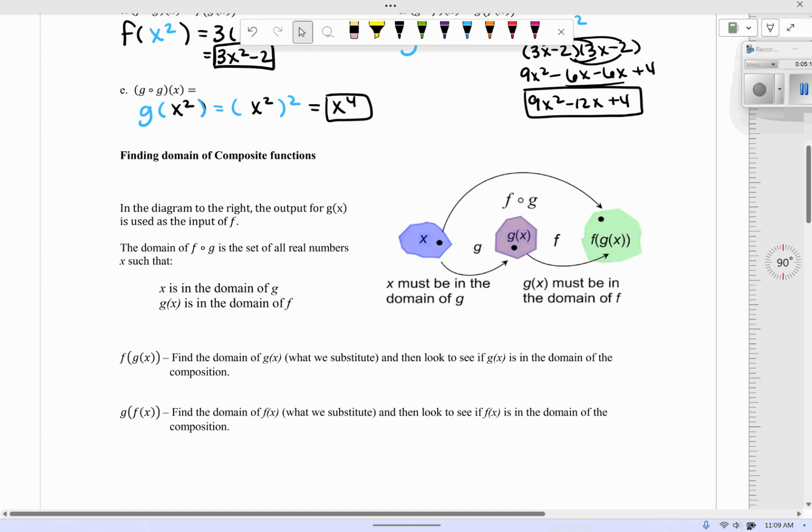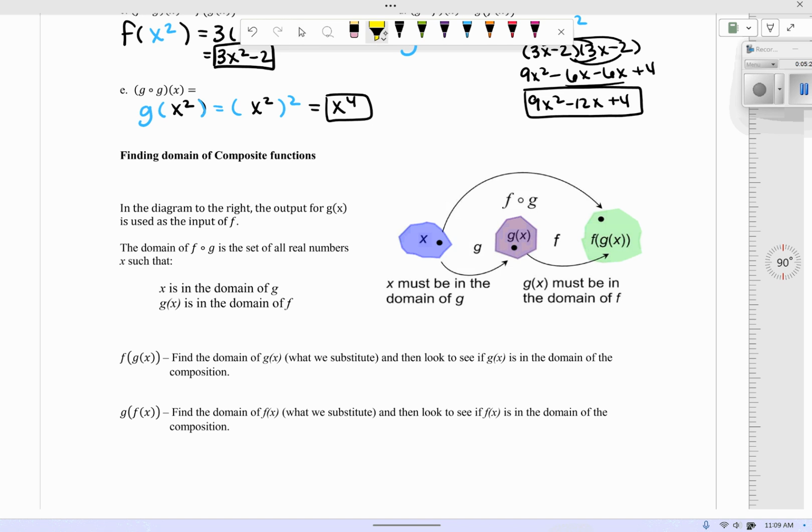So in the diagram to the right, the output for g of x is used as the input at f. The domain of f of g is a set of all real numbers such that x is in the domain of g, and g of x is in the domain of f. So what does that mean? In other words, I wrote it down here.